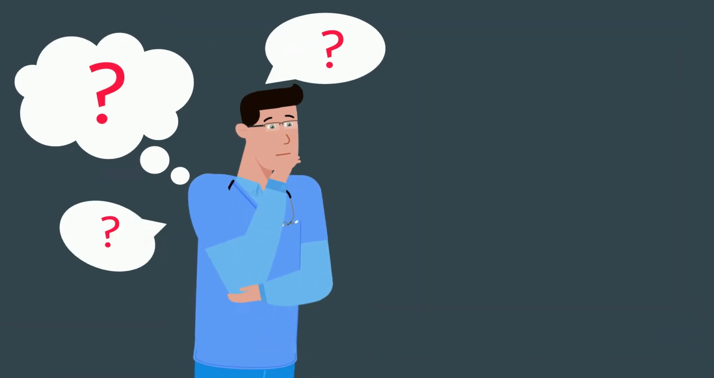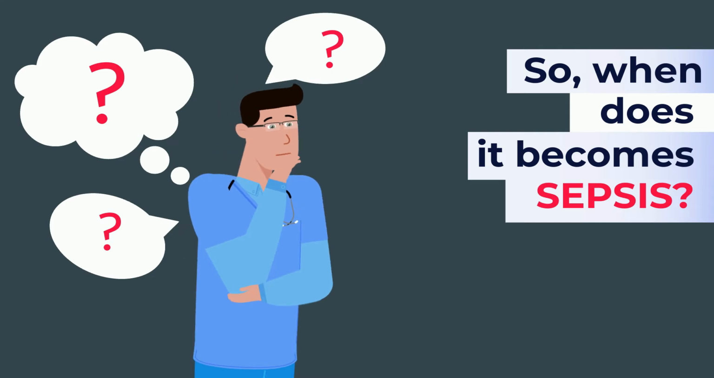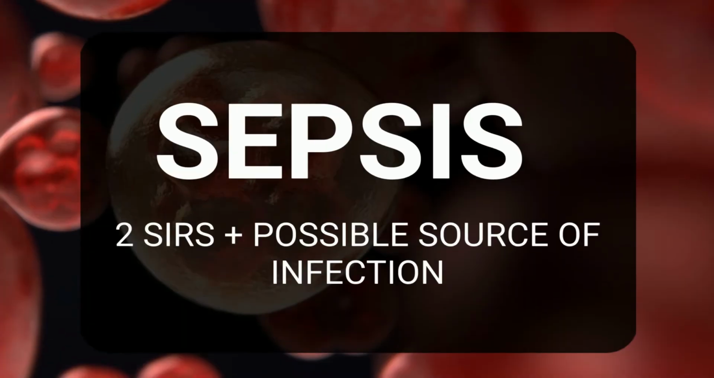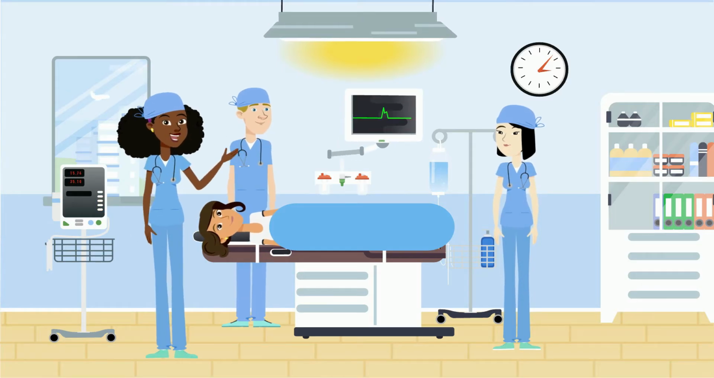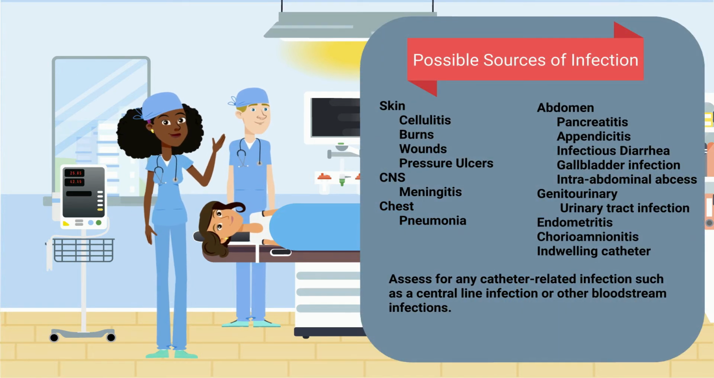Now that we went over SIRS, when does it become sepsis? The clinical definition of sepsis is having 2 SIRS and a possible source of infection. Here, we listed some of the most common possible sources. However, keep in mind that sources of infection are not limited to this list.